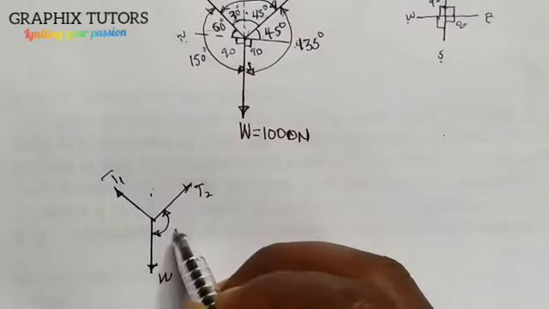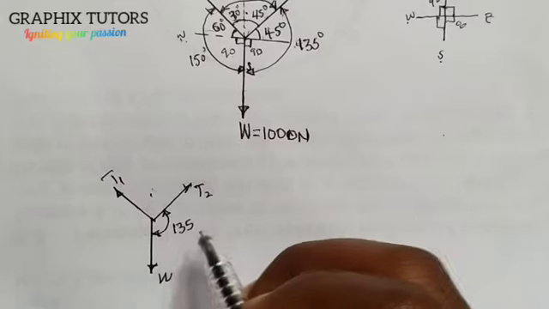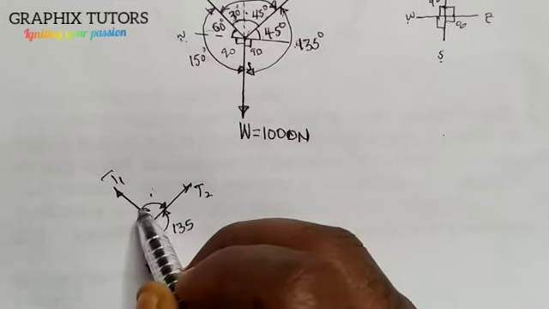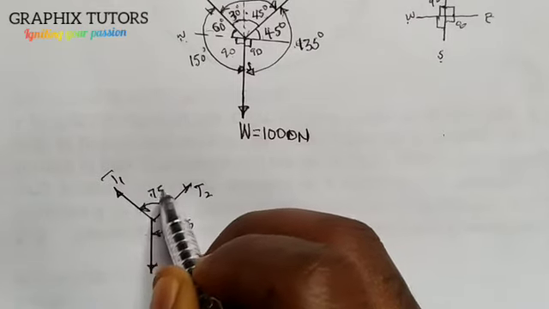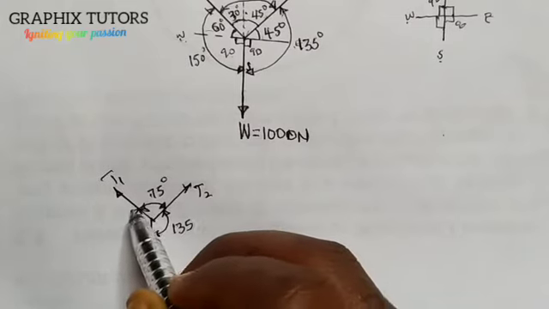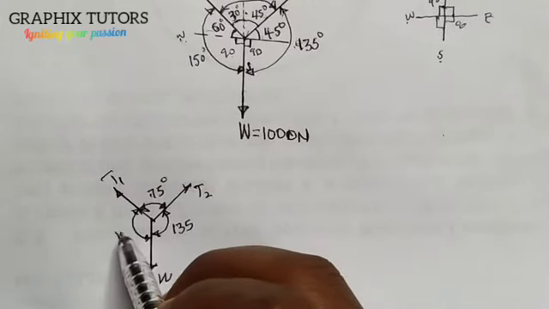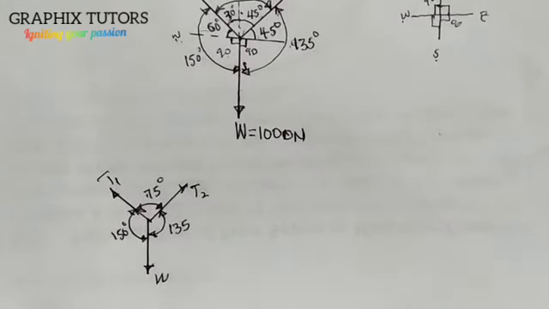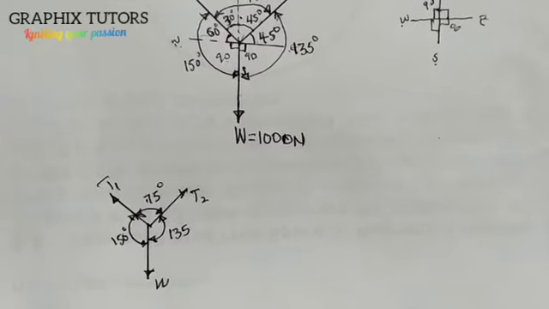So the total angle between these two forces, between here and here, is giving us 135. The total angle between here and here is giving us 75 degrees. And the total angle between here and here is giving us 150 degrees, right? So as it is this way now, we are going to apply what is called Lami's theorem.